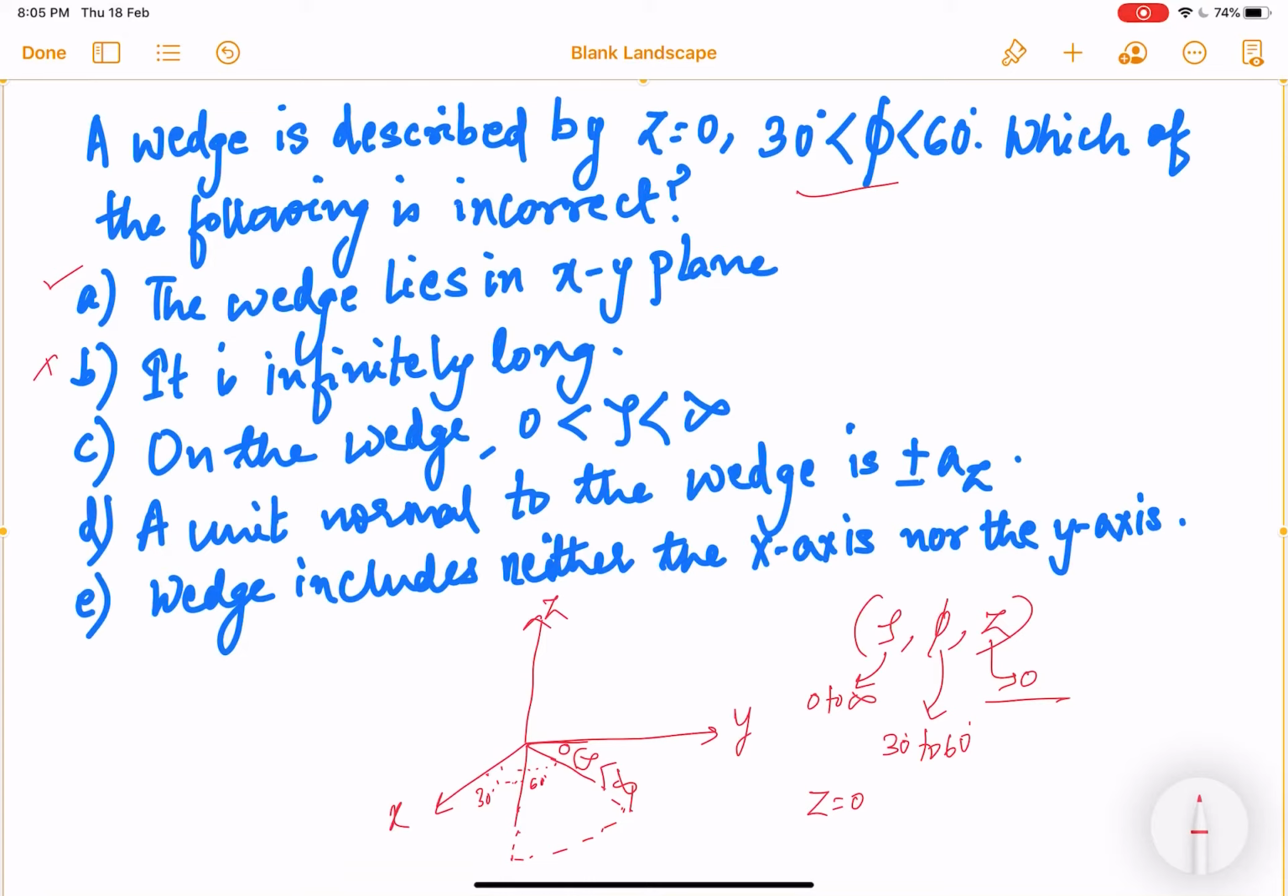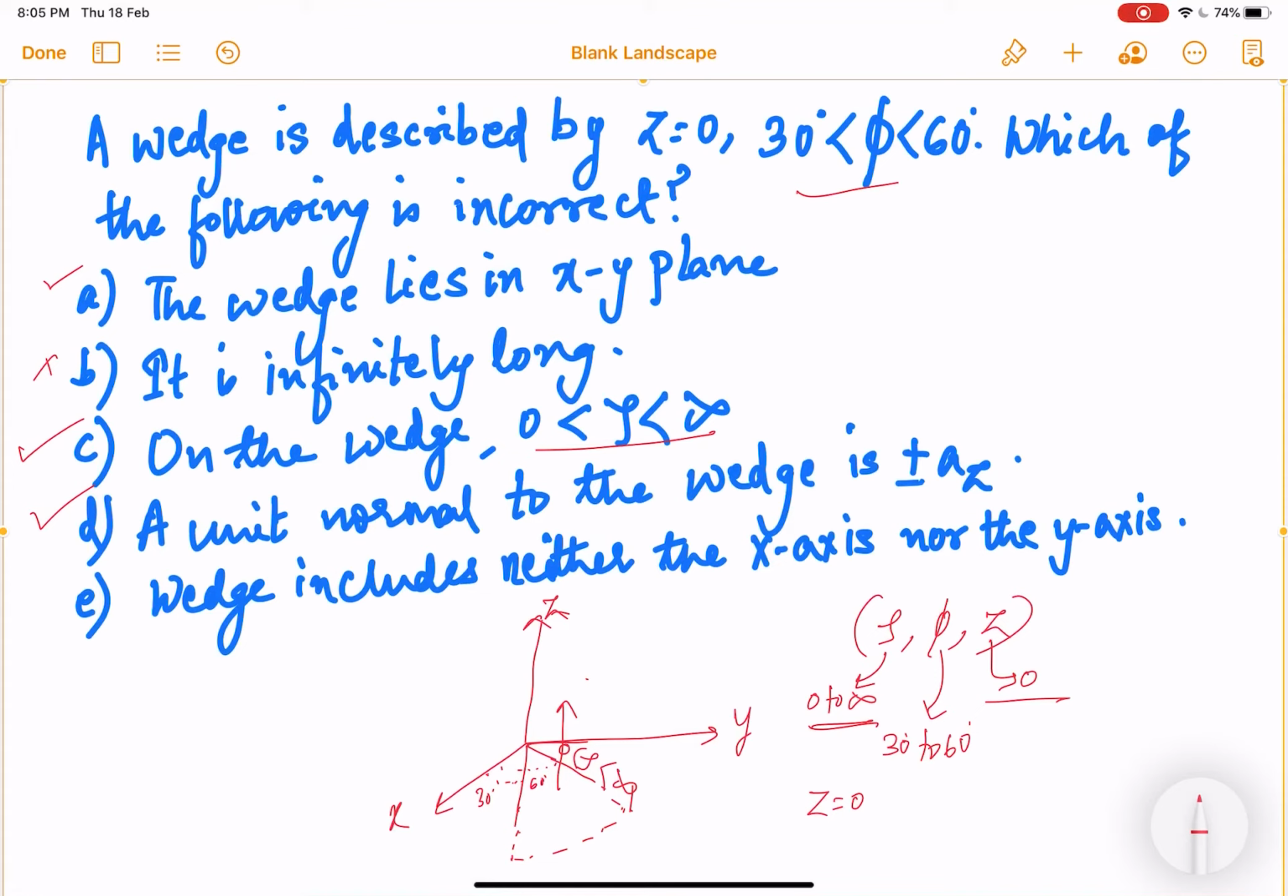Then on the wedge, rho is between 0 to infinity, obviously, because rho is not specified, so we'll consider the entire range of rho, that is 0 to infinity. So it's an infinite wedge, you can say. So this is correct. Then the unit normal. What will be the unit normal to this? Since it lies in the xy plane, anything I draw perpendicular to the xy plane will be either plus az or minus az. That is, it will be in the plus z direction or in the negative z direction. So this is absolutely correct.